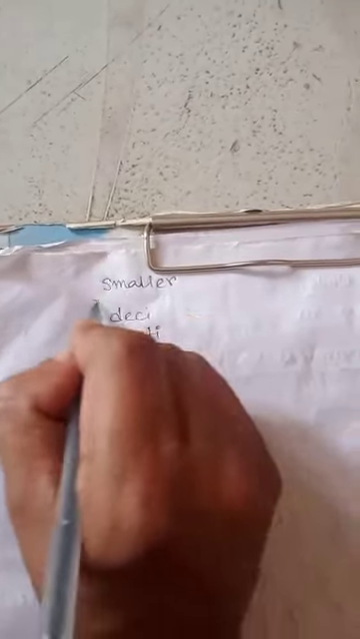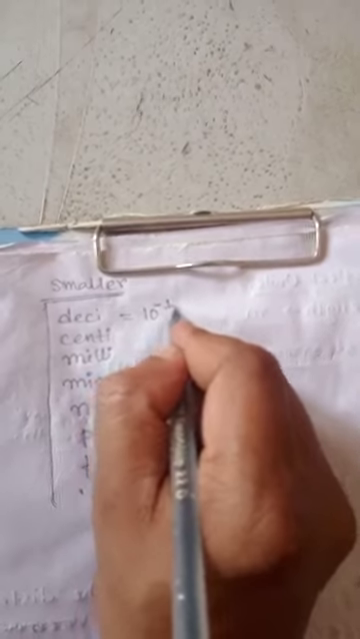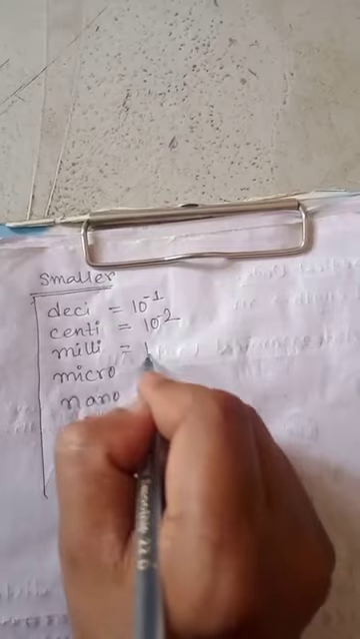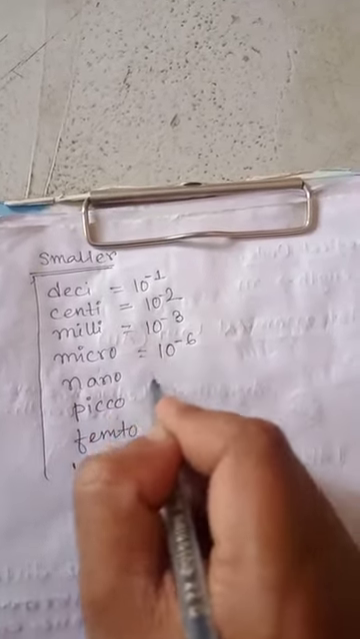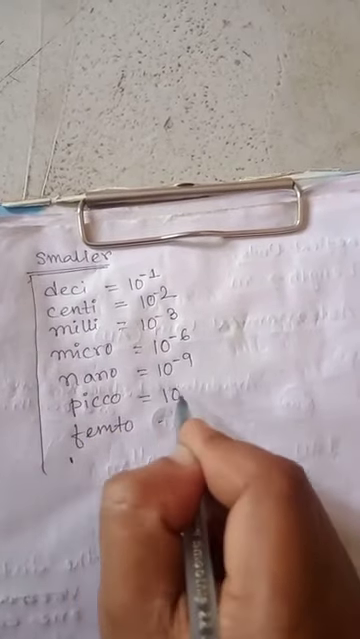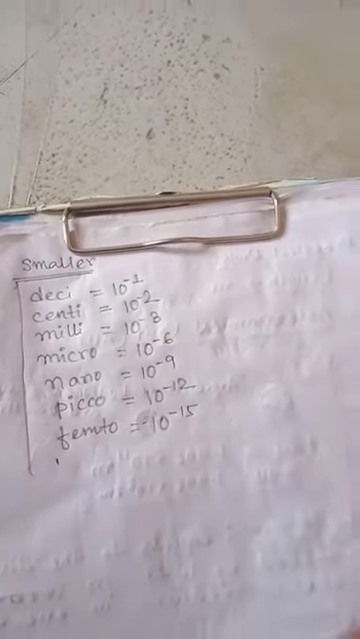Similarly, for finding smaller lengths, we use these. Decimeter means 10 to the power minus 1 meter. Centimeter means 10 to the power minus 2 meter. Milli means 10 to the power minus 3 meter. Micro means 10 to the power minus 6 meter. Nano means 10 to the power minus 9 meter. Pico means 10 to the power minus 12 meter. Femto means 10 to the power minus 15 meter.